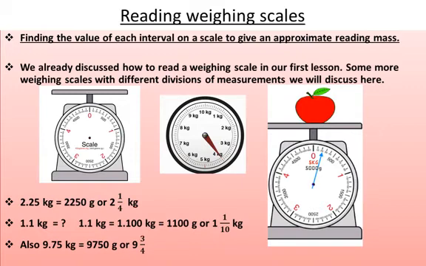Here you can see some of the weighing scales, and on each weighing scale the divisions are different. They are marked with different divisions. We already discussed in lesson 1 how to read a weighing scale, but this is very important to read the weight or mass correctly. Otherwise, whatever work you are doing using the mass of the object will be wrong. So you have to know first how to read the divisions on the weighing scale.